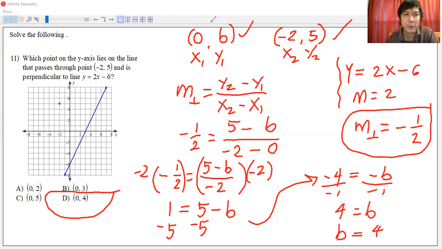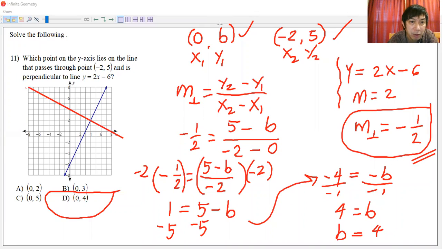All right, how about a graphical solution? We were able to find the answer 0, 4. How about a graphical solution? All right, we can do a graphical solution. The slope is negative 1/2 over here, and it should pass through negative 2, 5. So that should be passing here at the corner, passing through the point. There, okay? That should be negative 1/2.